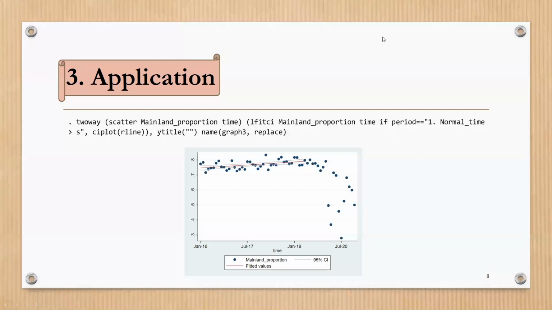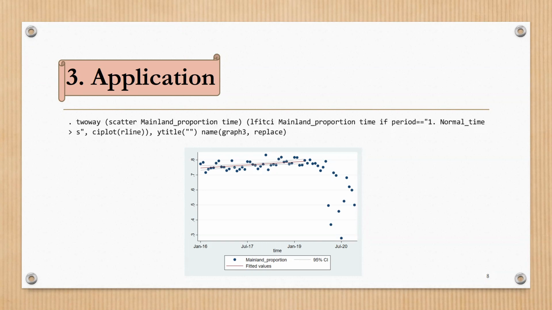So here we define the y variable as mainland proportion, and you can see on the y-axis it is going to be somewhere from 0.3 to 0.8, which is the values of the mainland proportion. And then for x variable, we define it as time. So you can see the x-axis is all the months that we have.